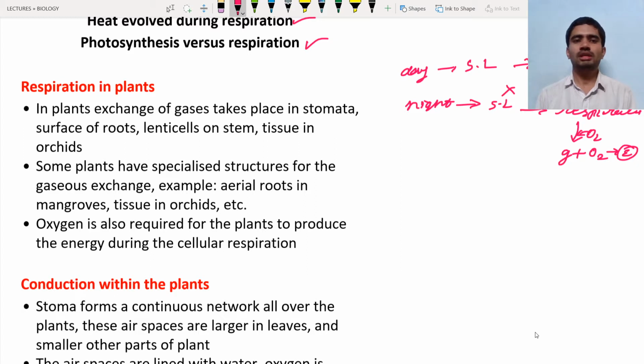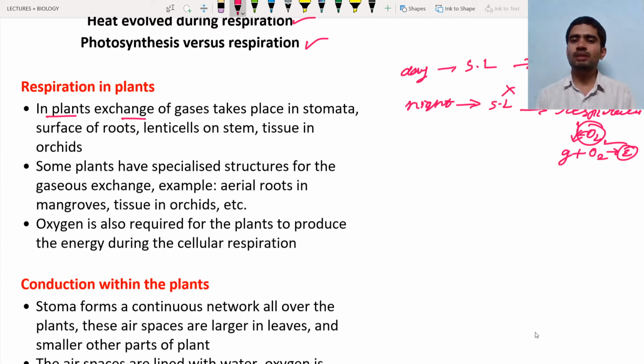The question now is how these oxygen molecules are taken in and carbon dioxide molecules are released. Carbon dioxide is released because in cellular respiration carbon dioxide is one of the products. So how is it exchanged? The answer is this: the plants exchange gases, oxygen and carbon dioxide, through the stomata.